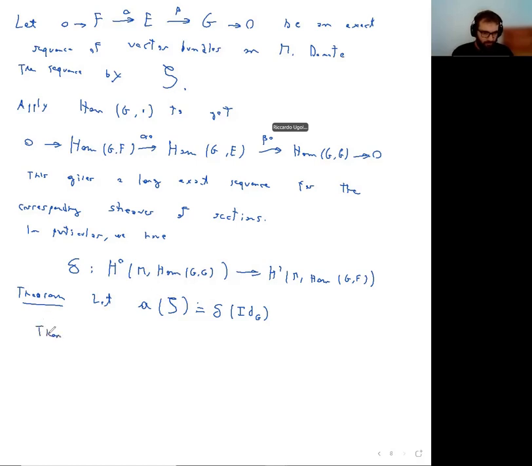And the theorem is that this sequence splits if and only if this A invariant is equal to 0. Okay, so again, we're linking old properties, so for instance, the fact that a short exact sequence splits, with, let's say, new properties, so properties of the cohomology. So let's prove this, maybe on a new page.